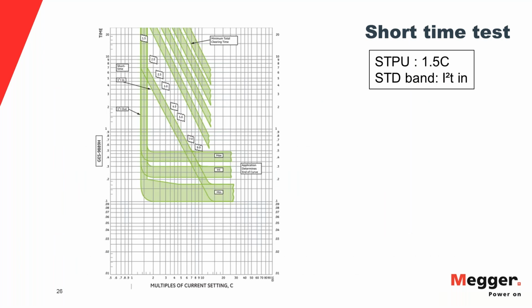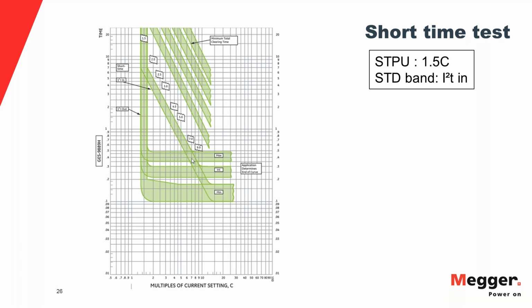So let's say we set the pickup value at 1.5 times the long time pickup, so 1.5 times C. The short time delay band is set at I square T in. If you look at the short time delay characteristics here, you'll see that there are two responses: I square T in and I square T out. What I square T in means is that the trip time is dependent on the magnitude of the current. So the higher the current, the lower the trip time.